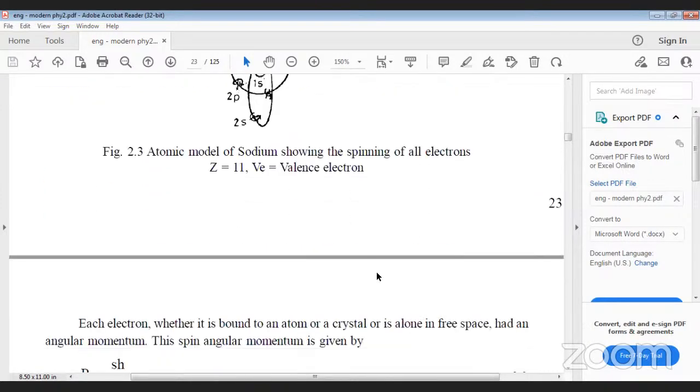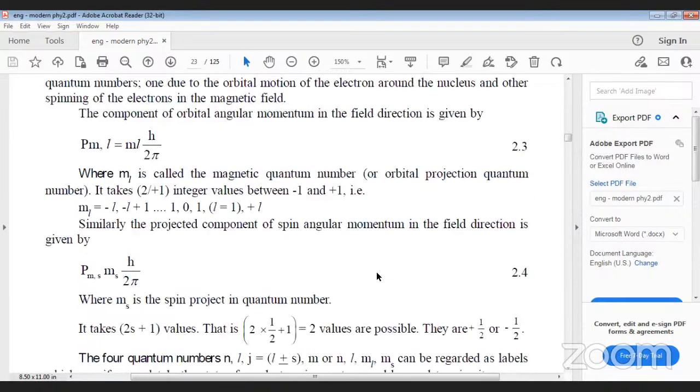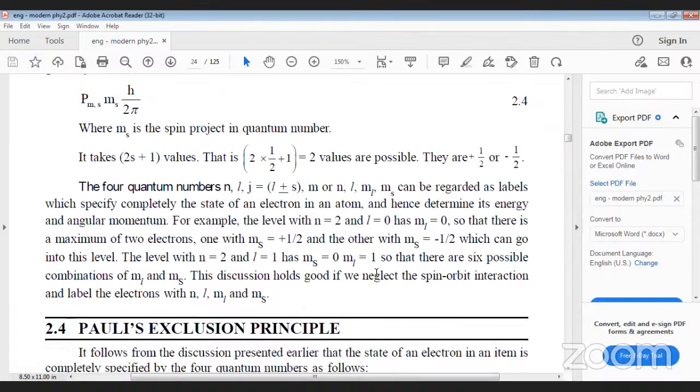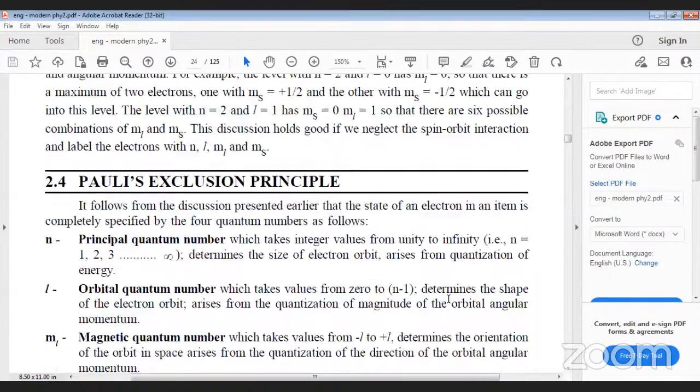So you need to draw. What are the 4 quantum numbers? Principal quantum number, orbital angular quantum number, total angular momentum, and magnetic. These are n, l, j, where j values must be l plus or minus s, and m_l, n, l, m_l, m_s. You need to specify these in the examination.